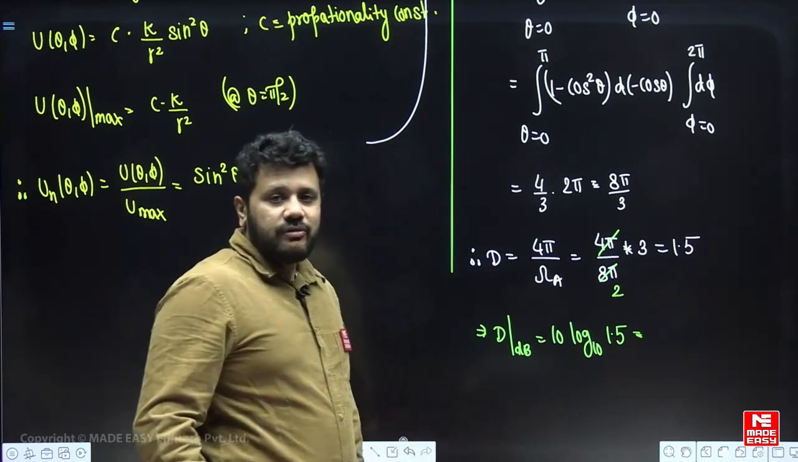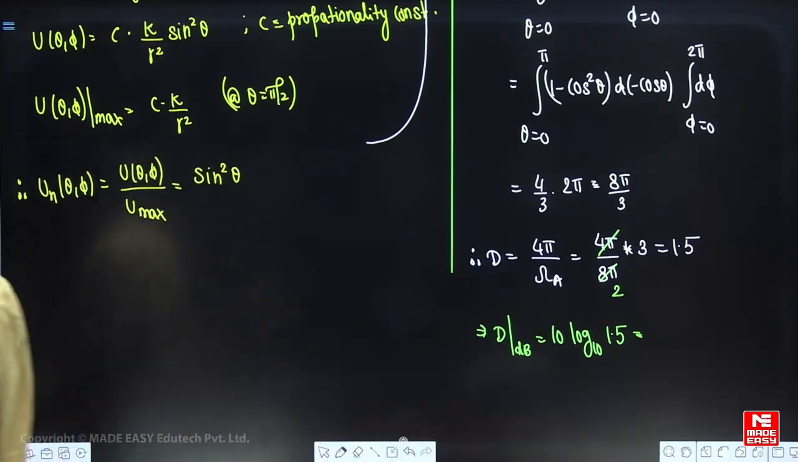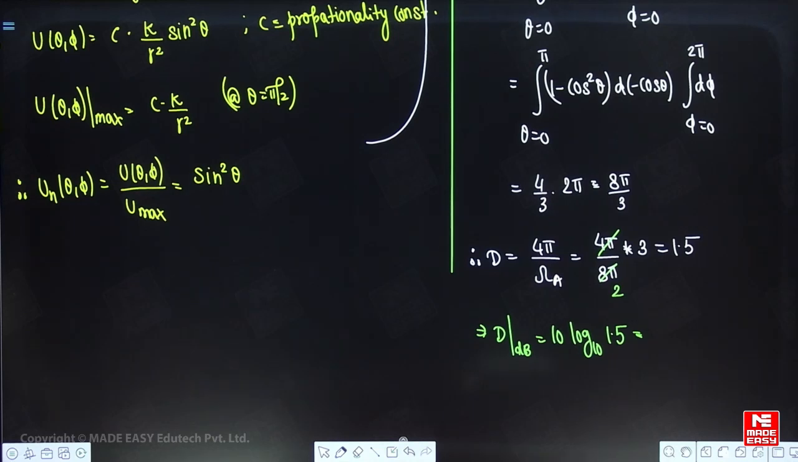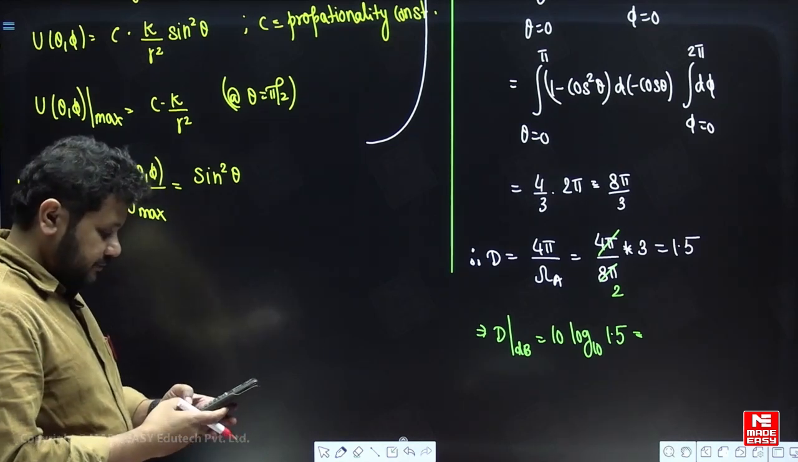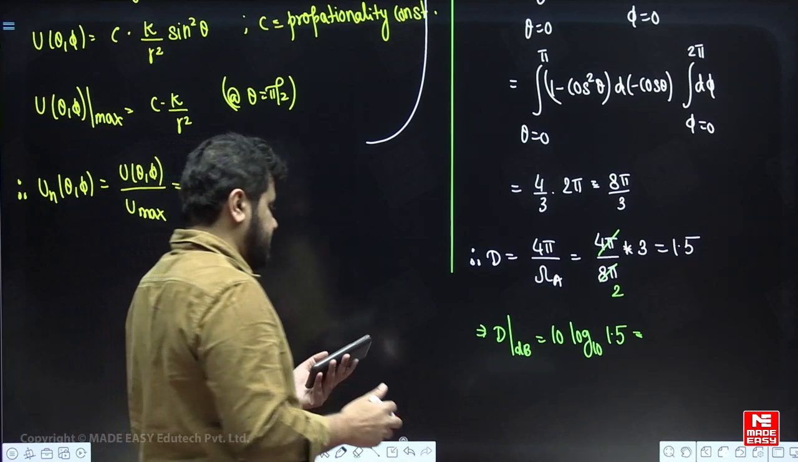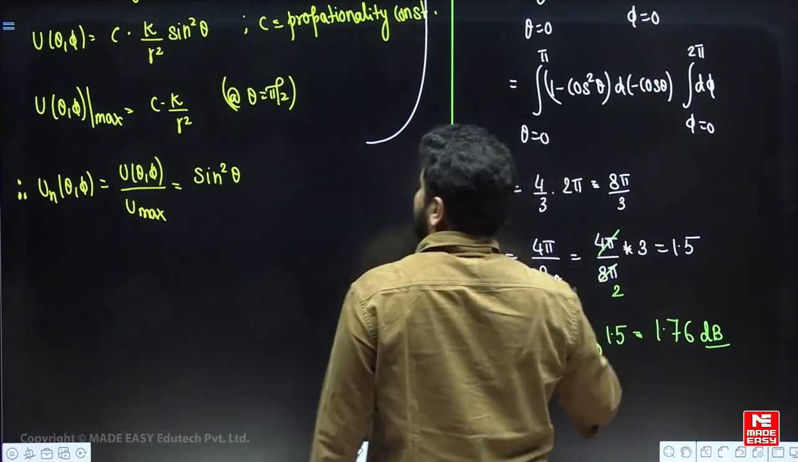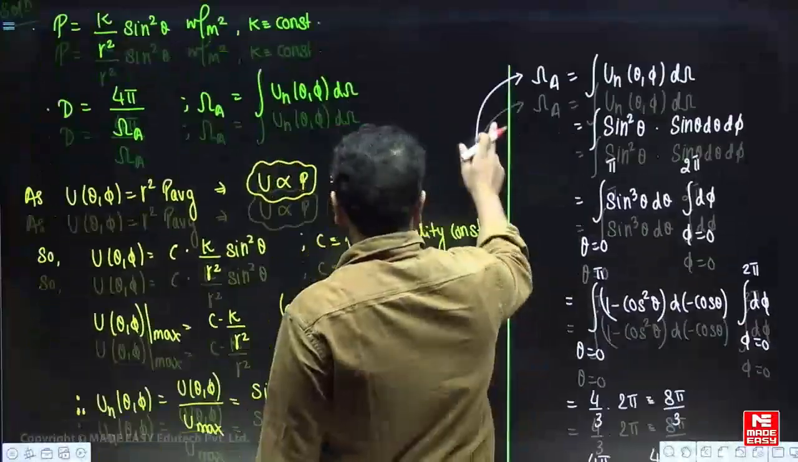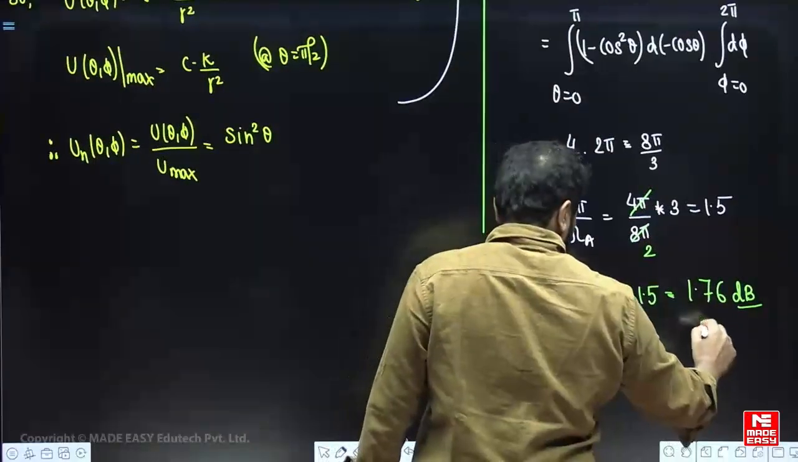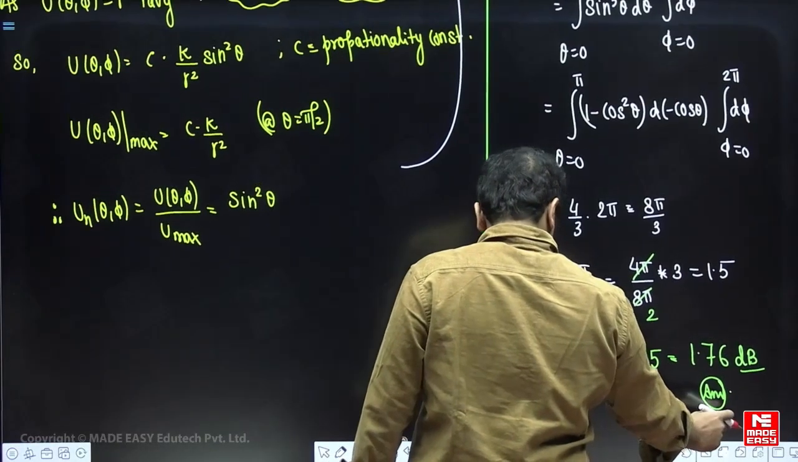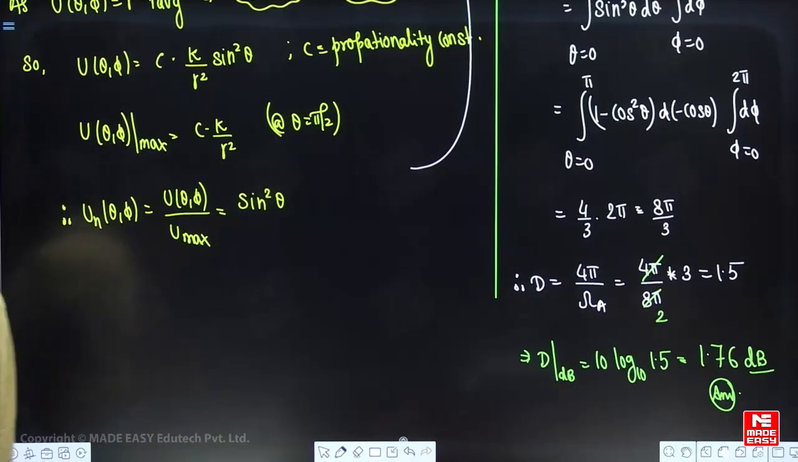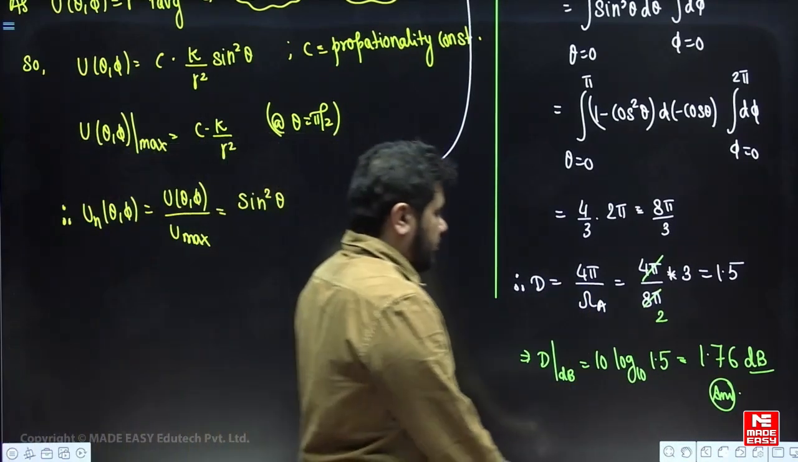So we need a calculator to find the value. So we have to find the value of 10 log 1.5. It is 1.76. It is your 1.76 dB. So this is NAT, I guess, right? So this is NAT. Yeah. So the answer is 1.76. So this should be the answer. Correct? Now coming to the next question.